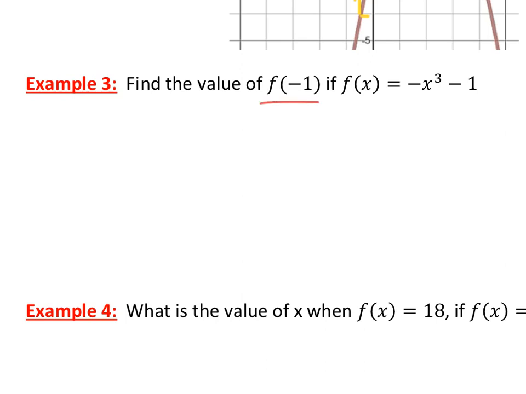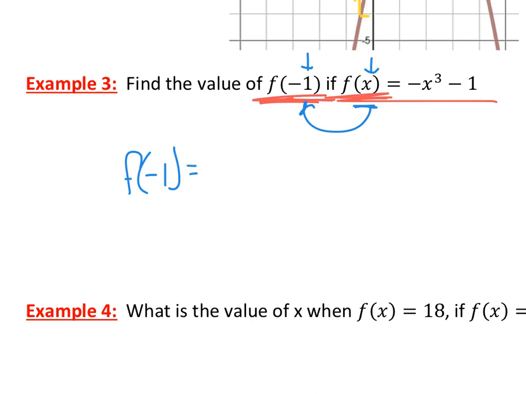We're supposed to find the value of f of -1 if f of x equals -x cubed minus 1. Notice the difference between this and this. The difference is that this one has a -1 while this one has an x. So we're going to take out the x and we're going to replace it with -1. So f of -1 would equal -1 to the third minus 1.